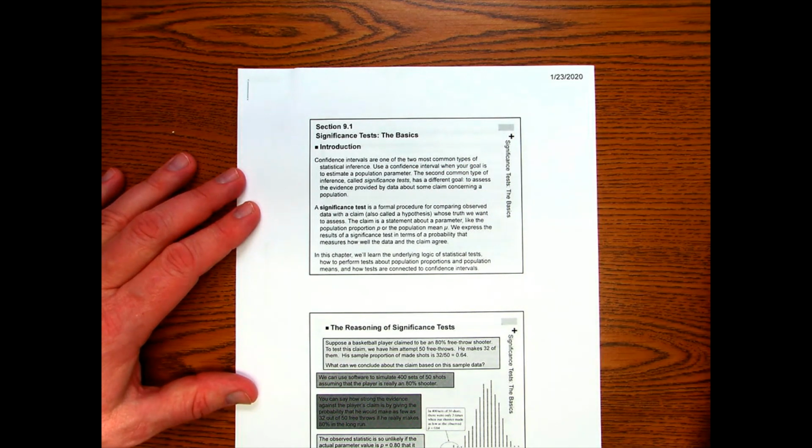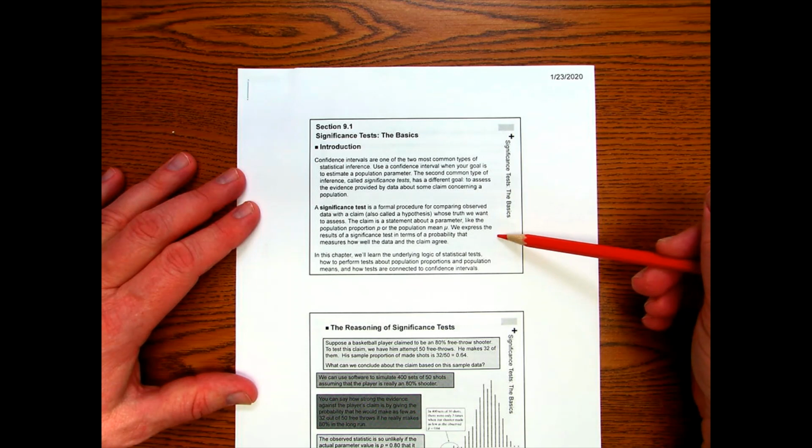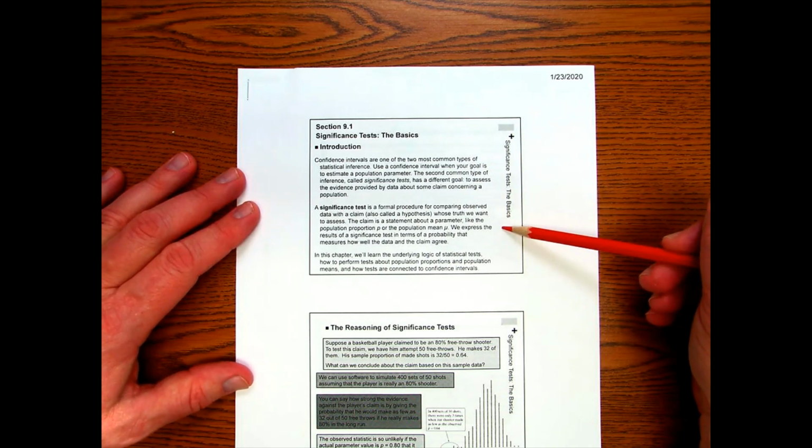The second most common type of inference, called significance tests, has a different goal: to assess the evidence provided by data about some claim concerning a population. Well, what is a significance test? It is a formal procedure for comparing observed data with a claim, also called a hypothesis, whose truth we want to assess. The claim is a statement about a parameter, like the population p or population mean mu.